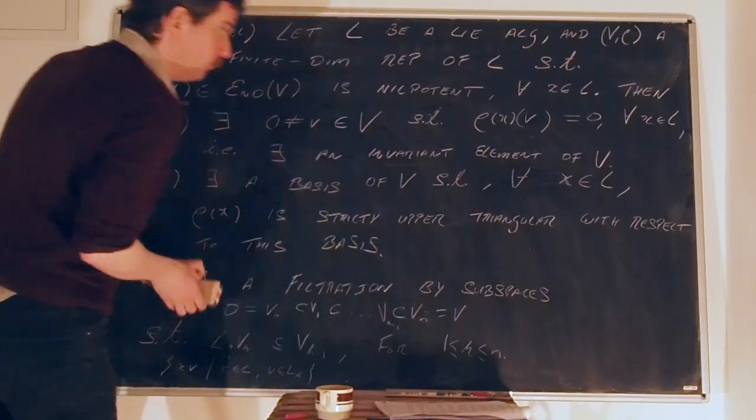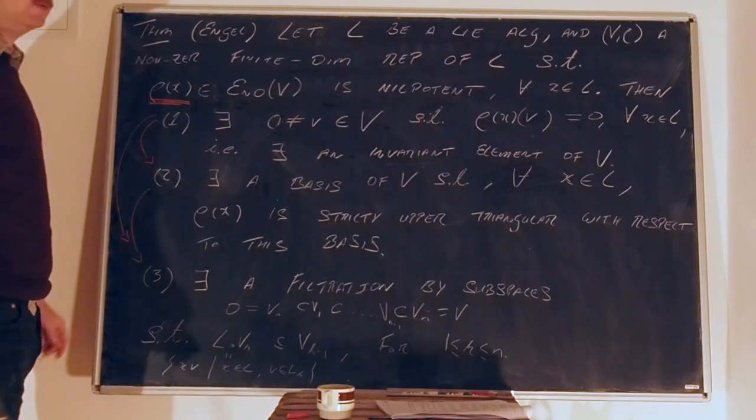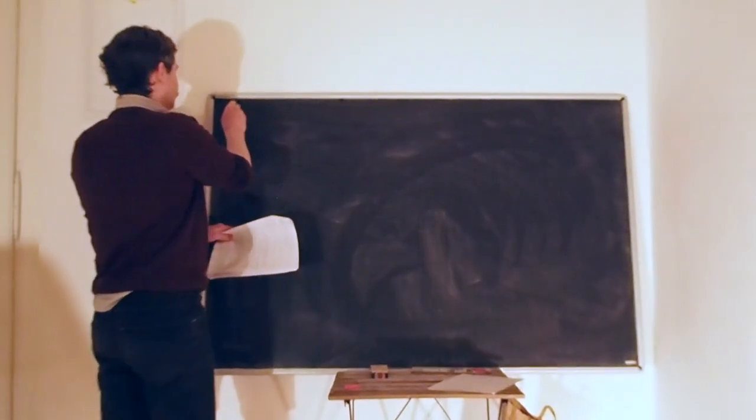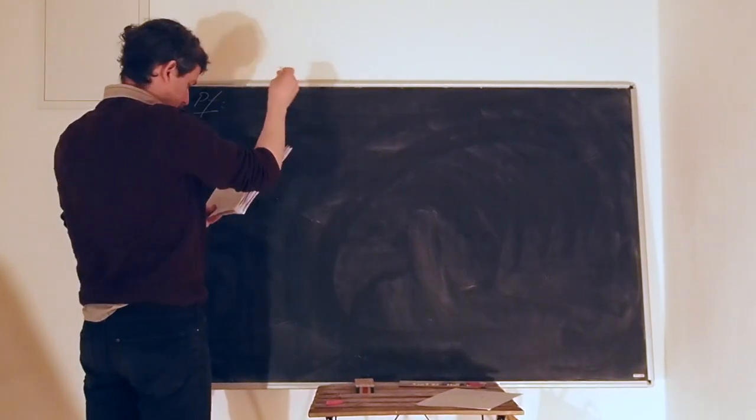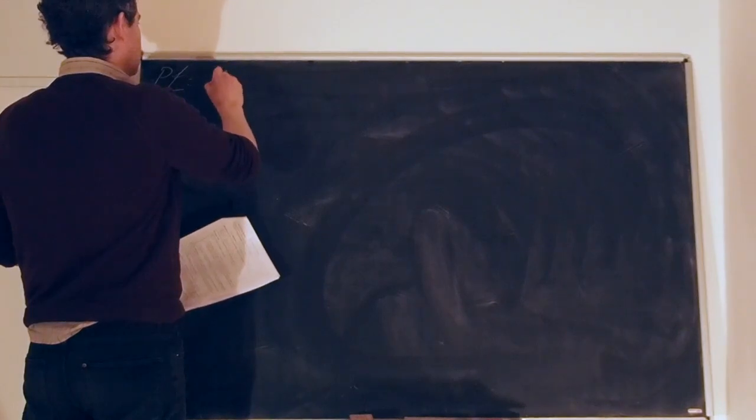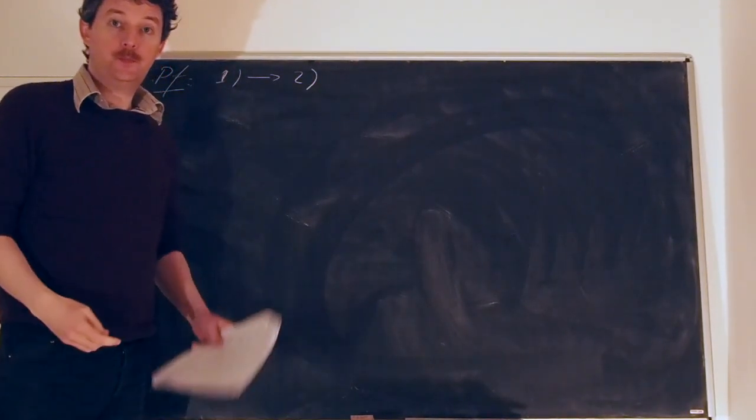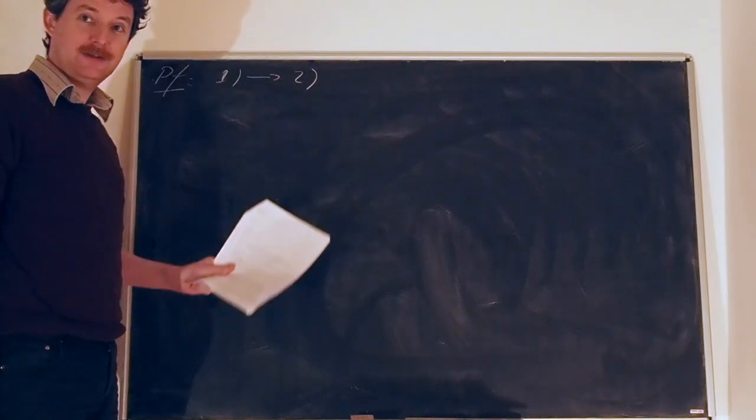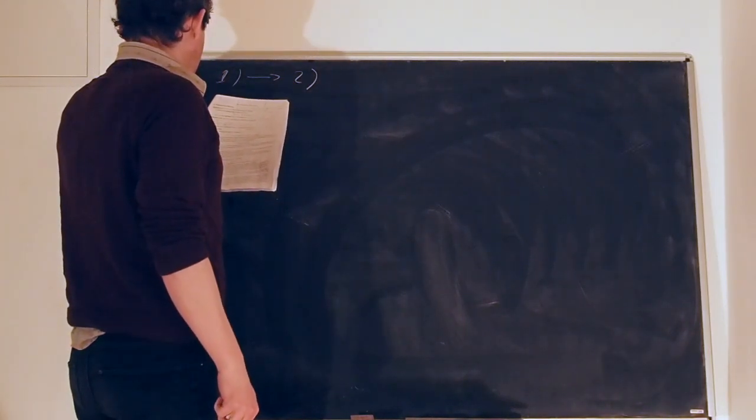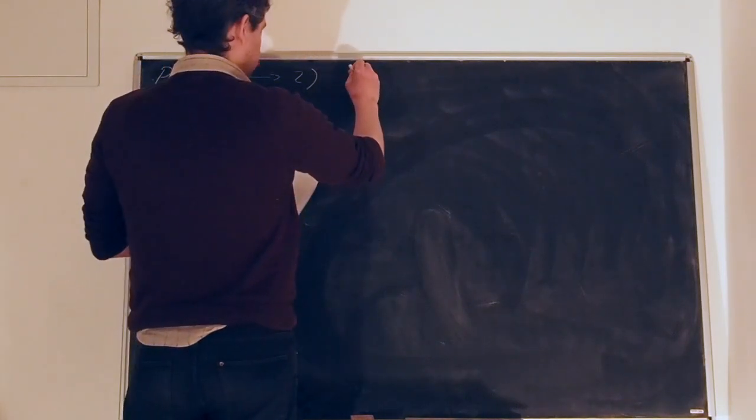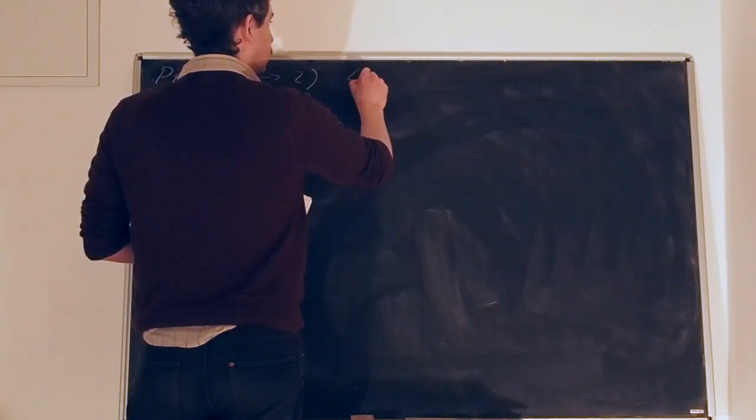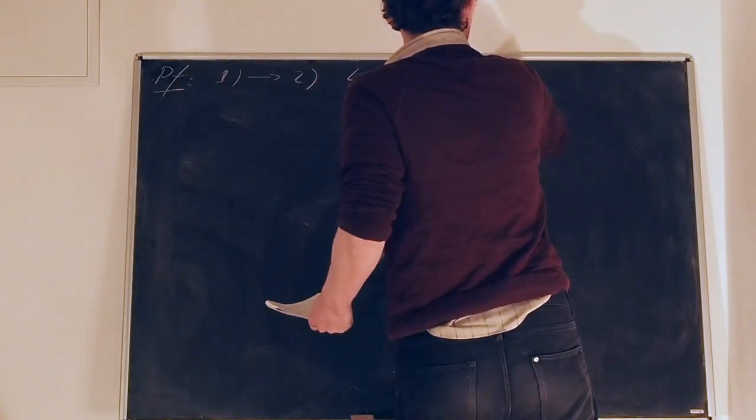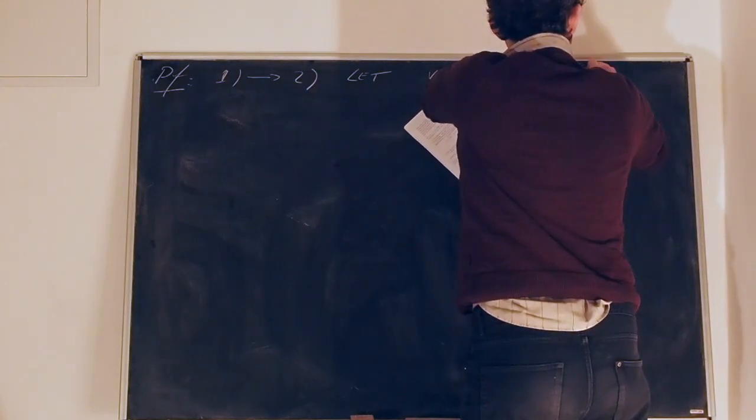Alright, so let's erase this and make some space for the proof. Okay, so let's start with the proof. So 1 implies 2. What we're going to do is use an inductive proof, so I won't fill in the basic details. Let v be the invariant element.